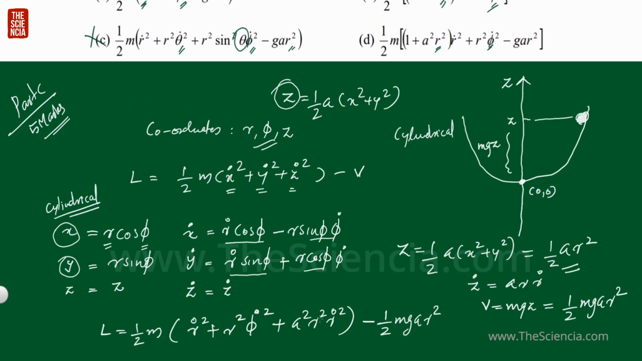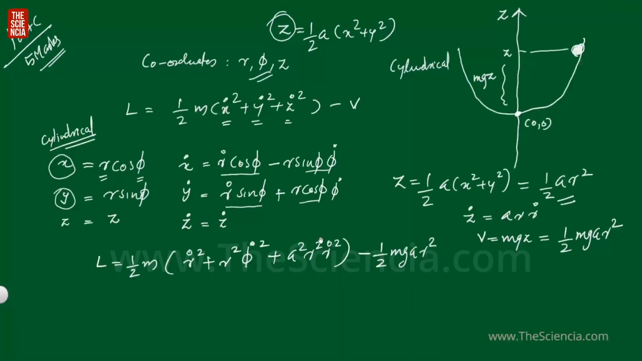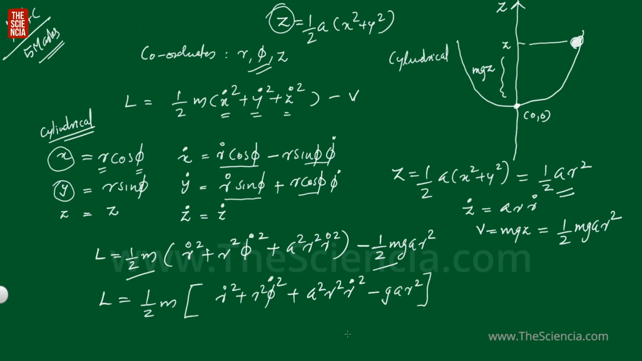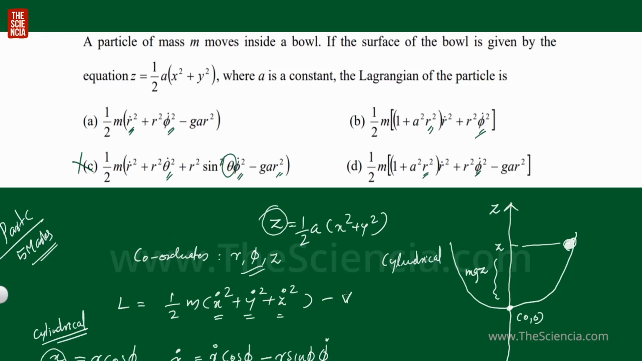Now I got the Lagrangian. Now I am rewriting this equation, that is L is equal to 1 by 2 m, because here 1 by 2 m is there, here 1 by 2 m is there, into r dot square plus r square phi dot square plus a square r dot square minus g a r square. Now look into the options. Which one will be the answer? Yeah, option D, right?